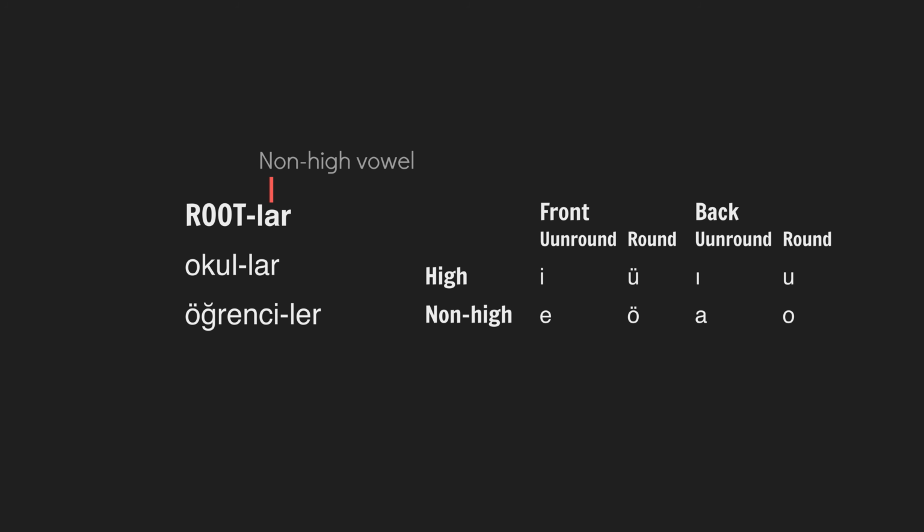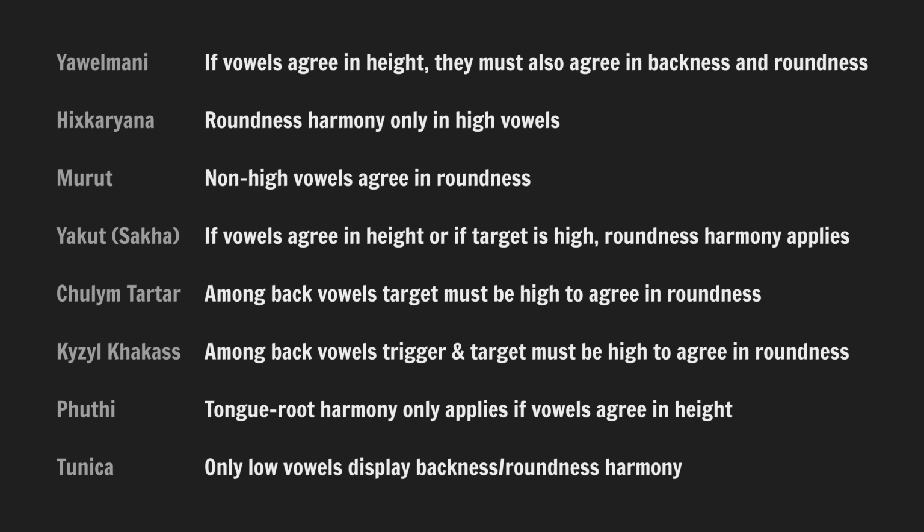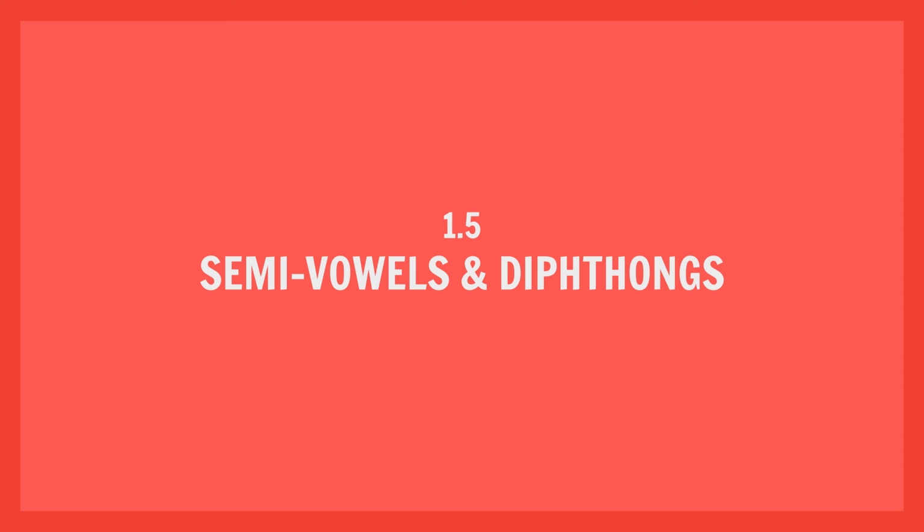Non-high vowels agree in backness only: okular, öngler, whereas high vowels agree in backness and rounding: geldi, gördü, yazdı, okudu. Here's a big list of some attested restrictions to get you inspired.